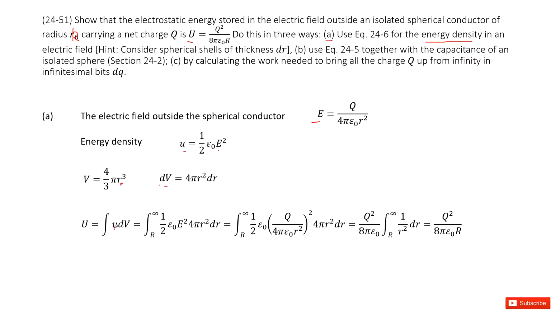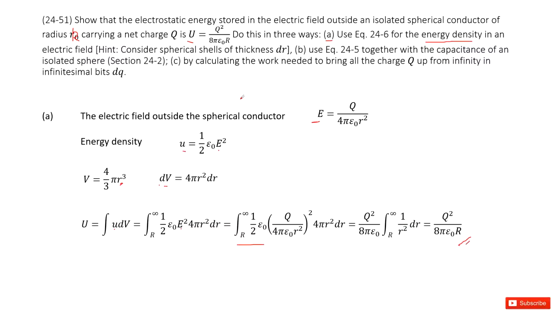Now you can see U and dV are obtained, so we input U and dV inside, right? And then we input the E inside too. We get a function that looks like this one. Simplifying it and doing the integral, you get the answer there.